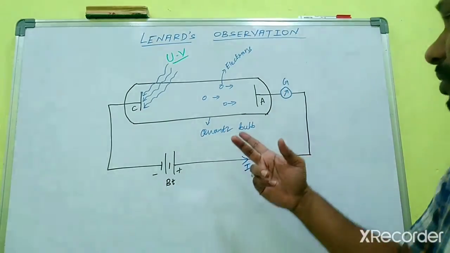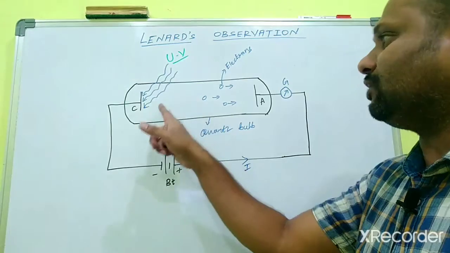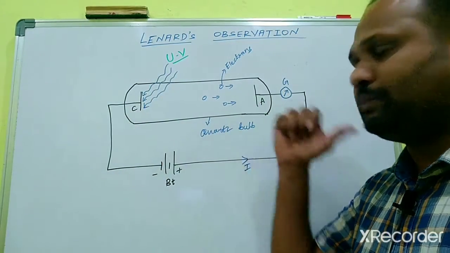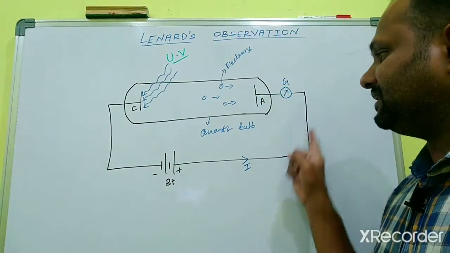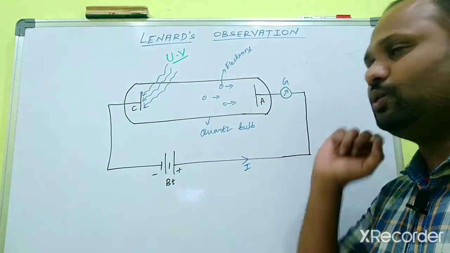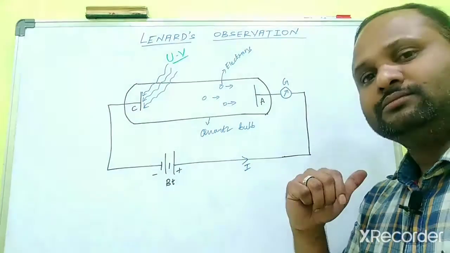So I once again tell you, this is a quartz evacuated bulb. Inside the quartz evacuated bulb there are two plates. One plate is connected to the negative terminal of the battery and another plate is connected to the positive terminal of the battery through a galvanometer. So one acts as cathode, another acts as anode.